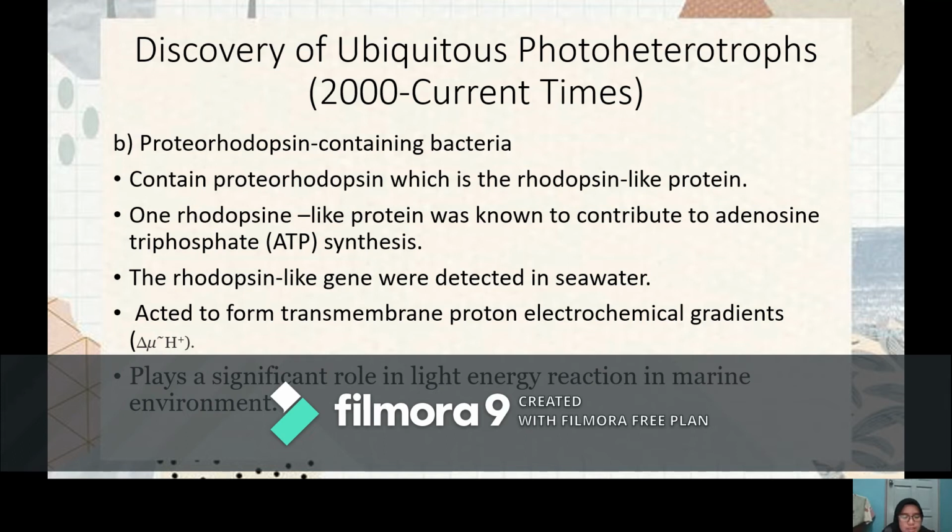So rhodopsin-like genes were detected in seawater in the form of E. coli, and it acts to form transmembrane proton electrochemical gradients. This proteorhodopsin-containing bacteria plays a significant role in the light energy reaction in the marine environment. On the other hand, proteorhodopsin-containing bacteria also play another role, which is that it can be an advantage during starvation.